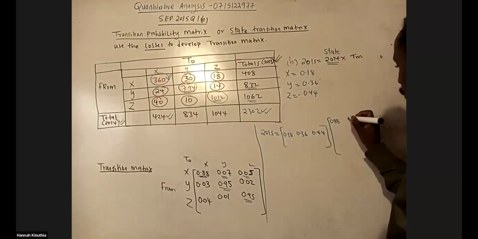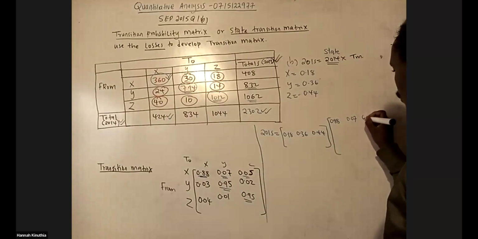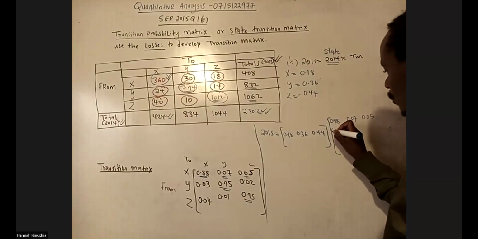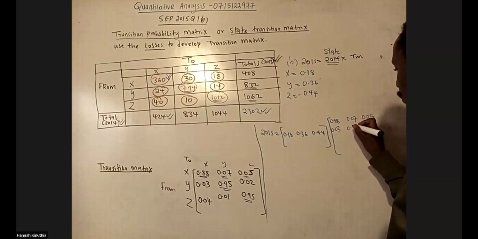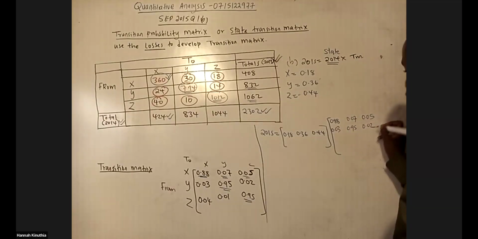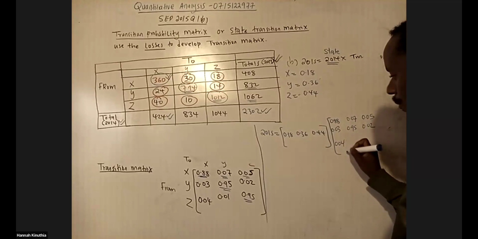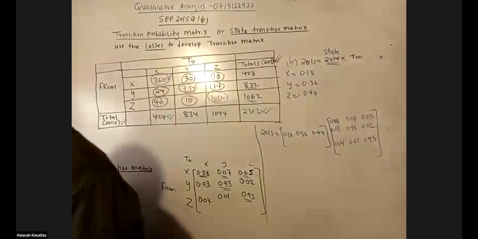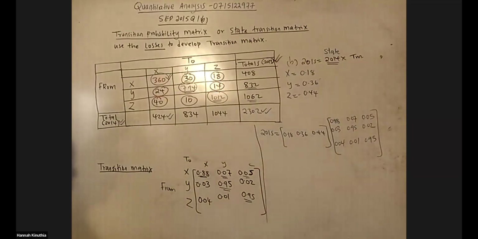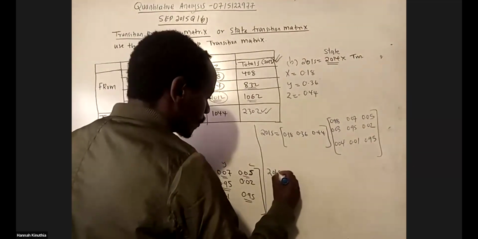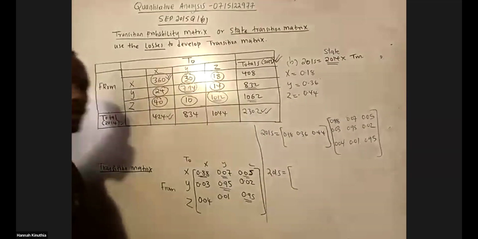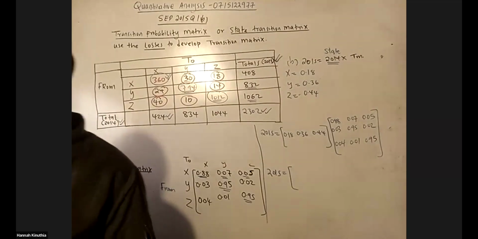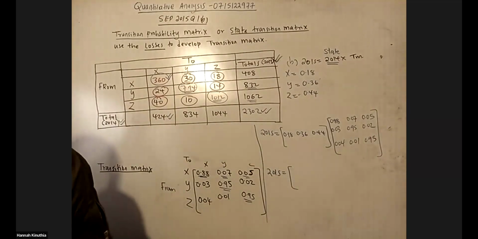0.88, 0.07, 0.05, 0.03, 0.95, 0.02. We have 0.04, 0.01, 0.95. Aya, malizia hiyo. So can you malizia that? So that you can get for 2015. Sio unaweza malizia? Tuko sawa? Hiyo tunaweza malizia.